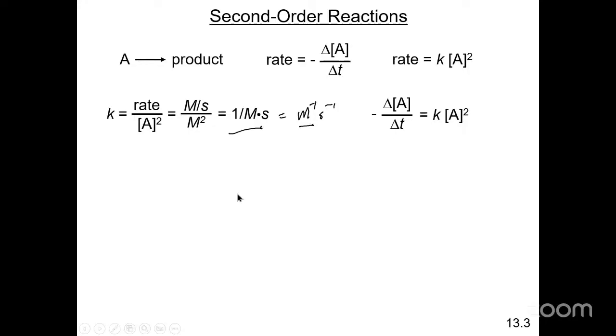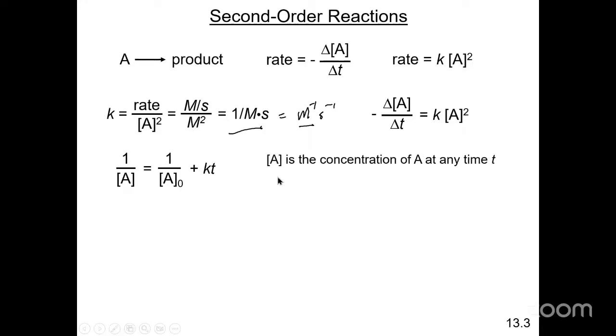And again, there's some calculus involved. I won't go through all the steps. You're going to ultimately end up with this equation right here, right? And this equation relates the concentration of the reactant to time for a second order reaction. So it's 1 over the concentration of A at that time is equal to 1 over the initial concentration of A plus K times the time, all right? So that's the equation which relates the concentration of A to time.